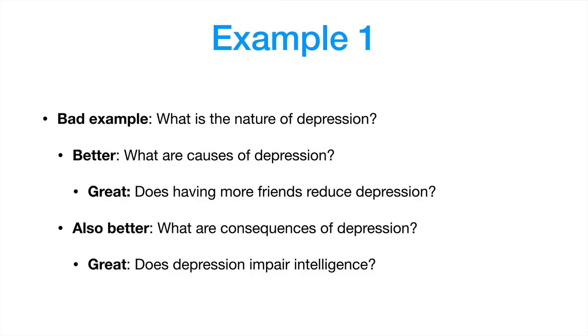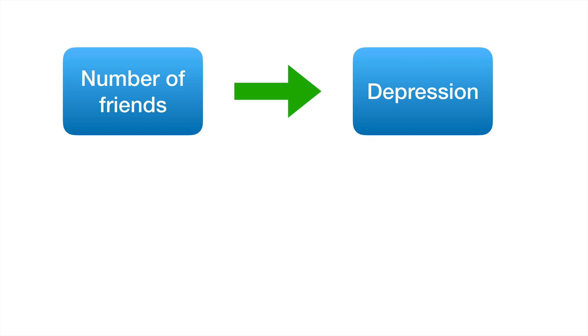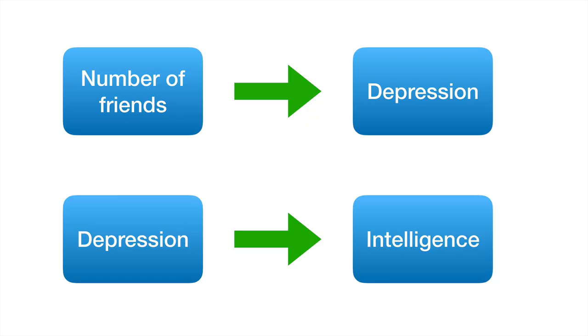And both of the great examples here follow the general template that you saw at the beginning. In the first example, we were wondering whether the number of friends has an influence on depression. So in that case, the number of friends were our independent variable, and depression was our dependent variable. And in the second example, we were wondering whether depression has an influence on intelligence. So in that case, depression was our independent variable, and intelligence was our dependent variable. So these are already two examples of clear and testable research questions.